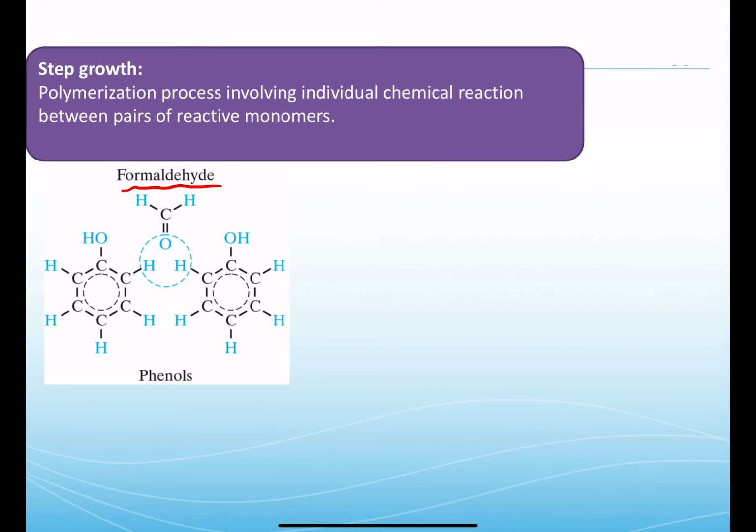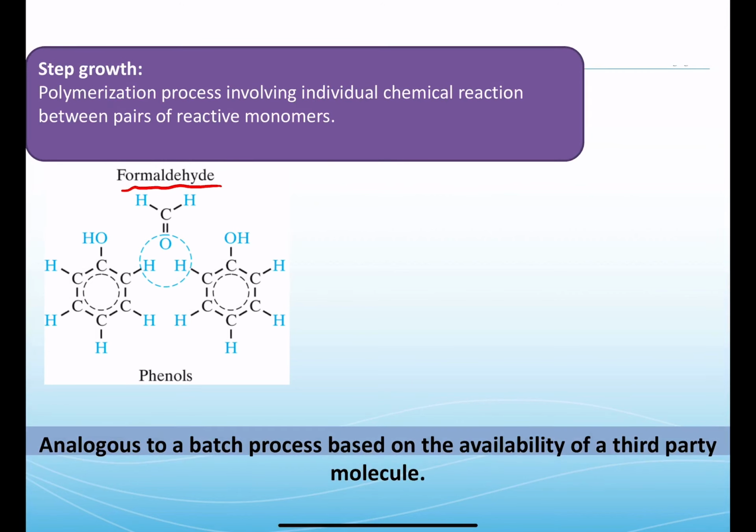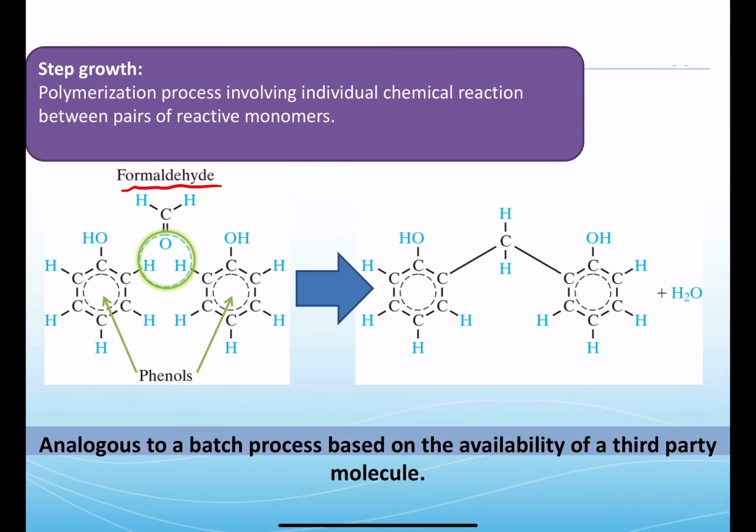So this step growth polymerization is the polymerization that involves individual chemical reaction between pairs of reactive molecules. The pairs of reactive molecules here are a formaldehyde with phenol. Those are the pairs of molecules needed for this phenol formaldehyde bakelite polymer. Okay, and so there's our 2 phenols. What's highlighted here in green is the hint at what the elimination product will be, so what small molecule will be eliminated.